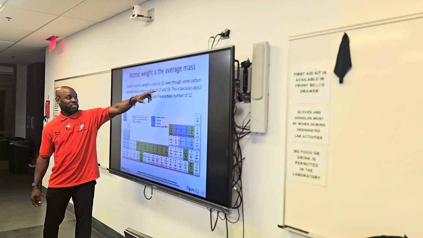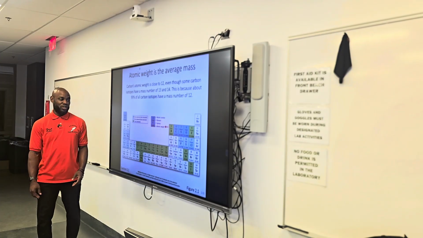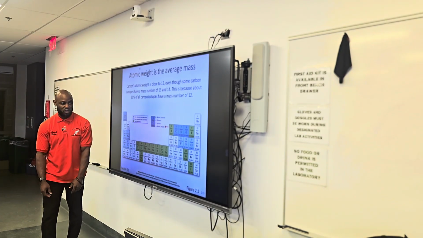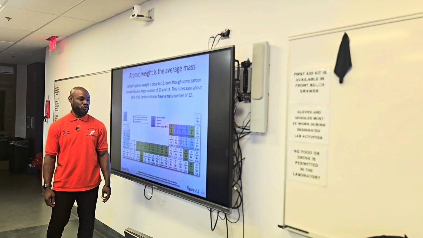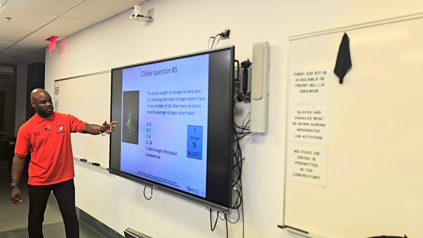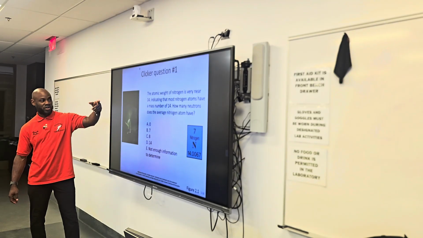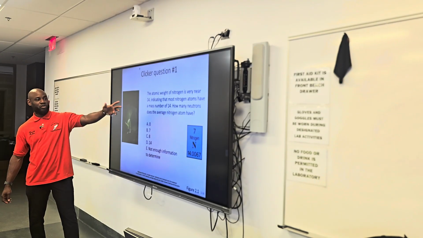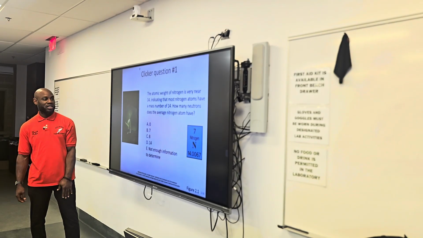All right, because 99% of carbon has a mass number of 12, it's pretty close to 12 for the atomic weight, but since some carbon does have 13 or 14 as their mass number, you see the number is slightly above 12, 12.012.